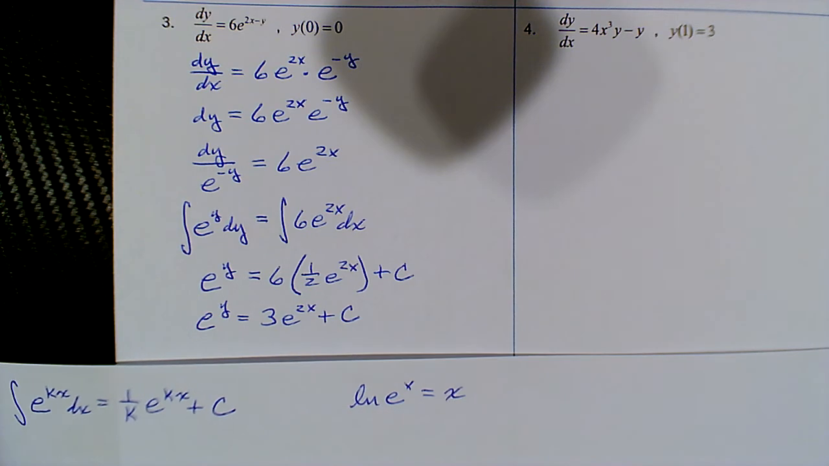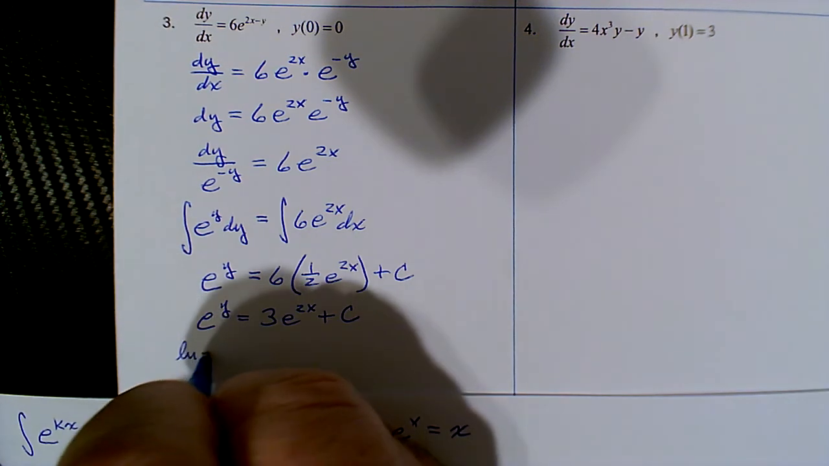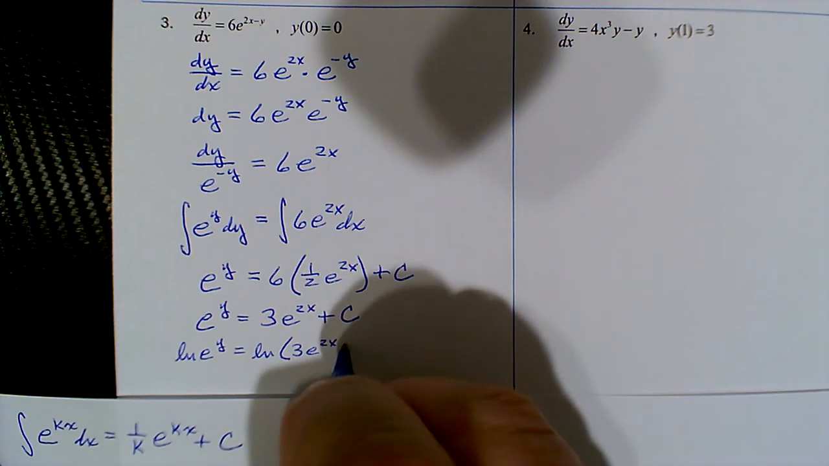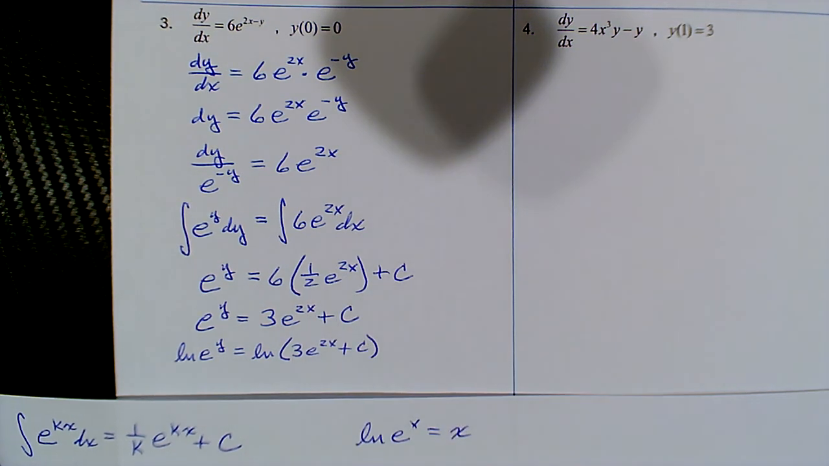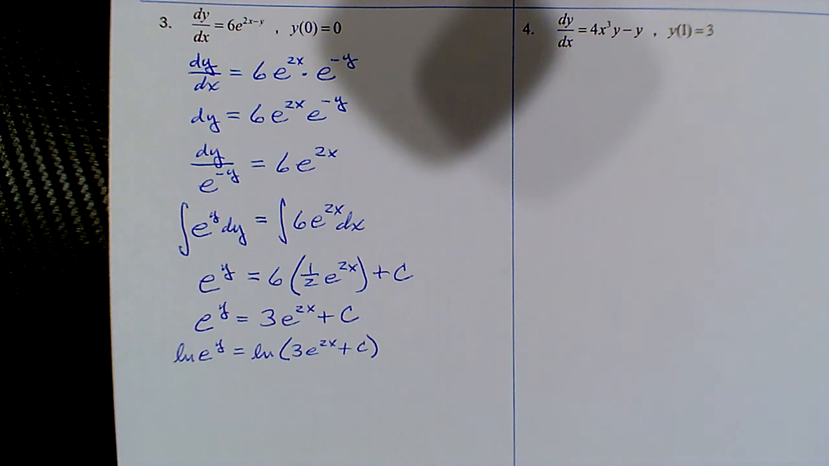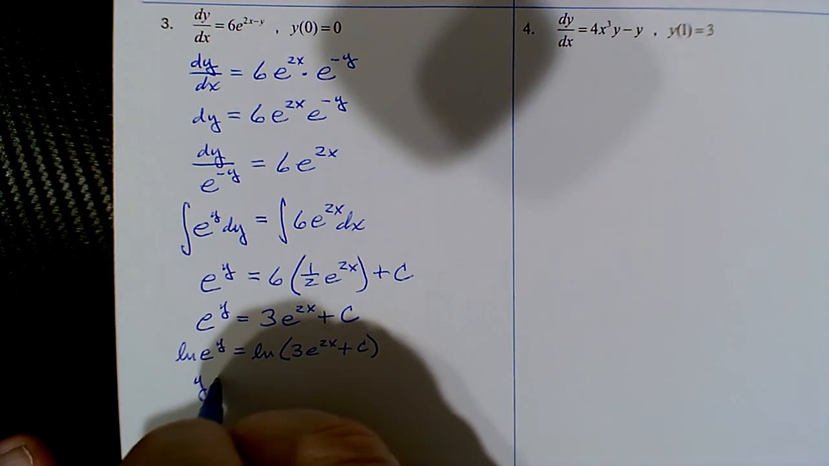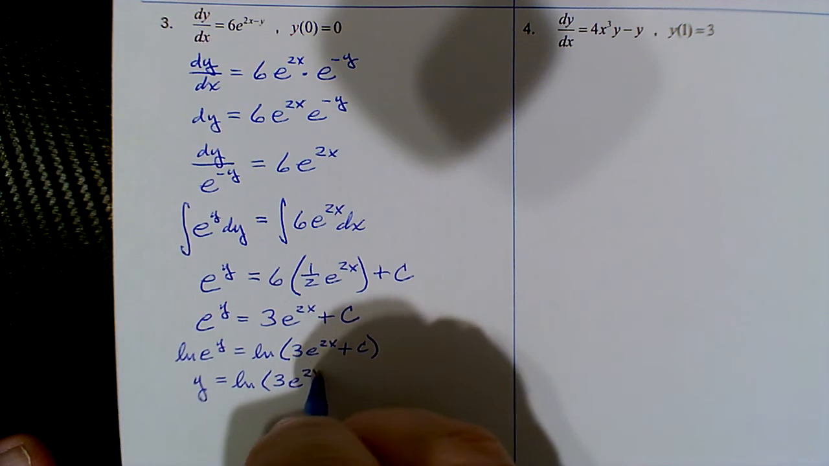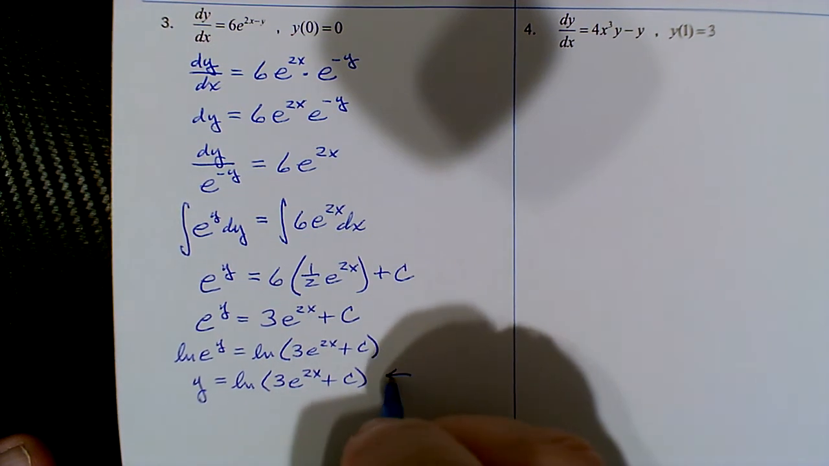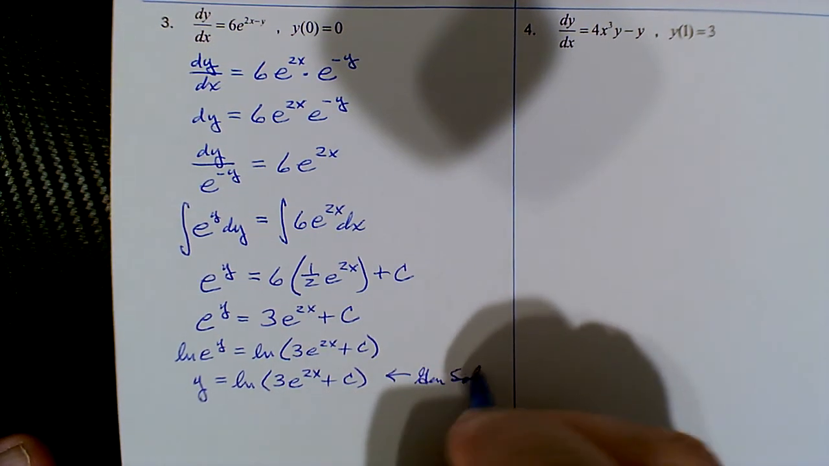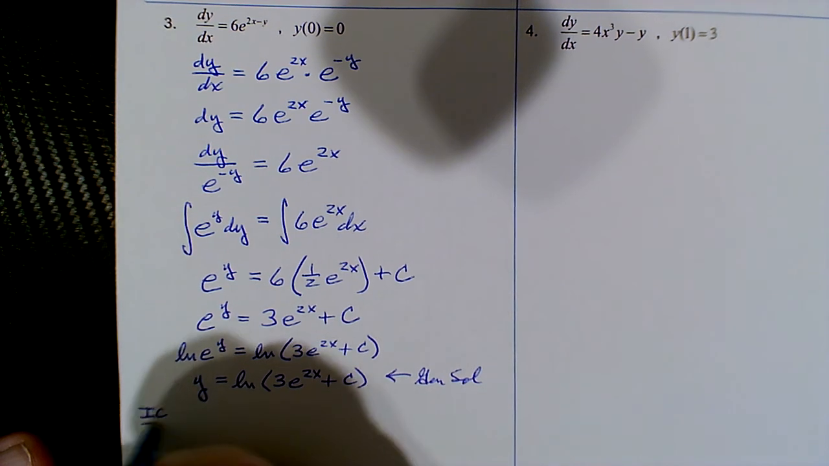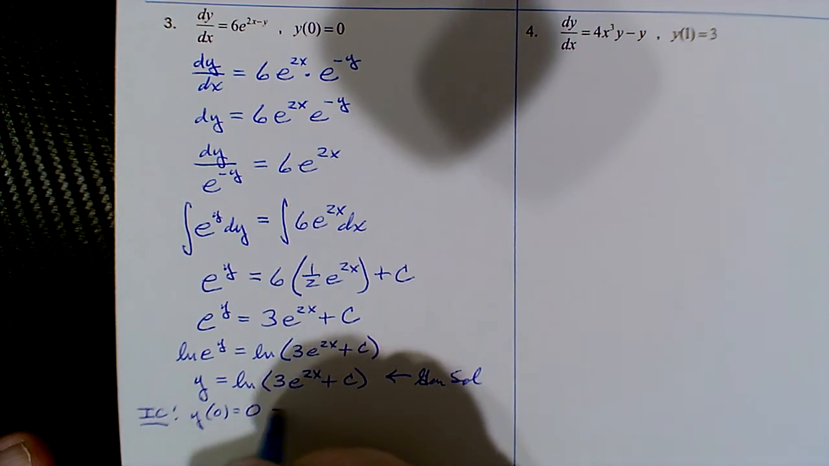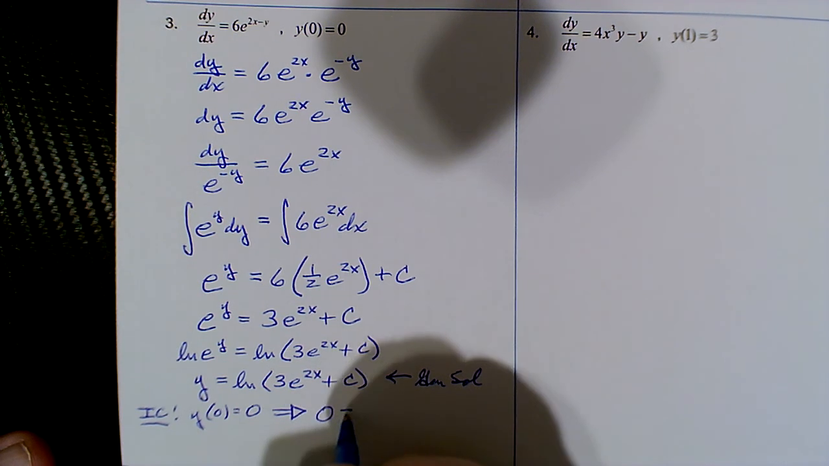And then to solve for c, the base of the natural log is e, and e to the 0 power is 1, so we get 3 plus c. So therefore c is -2. So then we get our particular solution, that y is the natural log of the quantity 3e to the 2x minus 2.